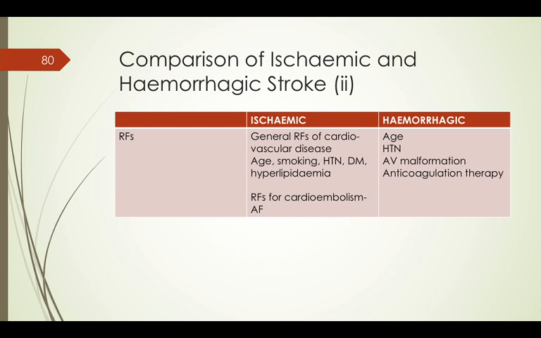And finally, with regards to the comparison of those two, the risk factors. So ischemic risk factors are your general cardiovascular risk, so age, smoking, high blood pressure, diabetes, high lipids, so that's basically like your metabolic syndrome, and also AF, which we've talked about already. Hemorrhagic, which we've touched on earlier in this presentation, but risk factors include older patients, high blood pressure, AV malformations, and anticoagulation therapy like warfarin.